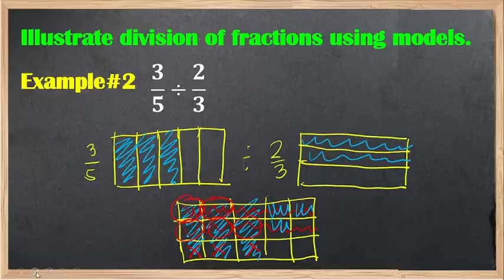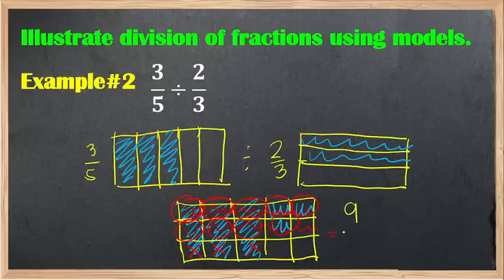We have the new double shaded region: 1, 2, 3. As you can see, I remove this one. Therefore this part is not shaded because I transfer the shaded part to the other side. Therefore, we have 1, 2, 3, 4, 5, 6, 7, 8, 9 double shaded regions.